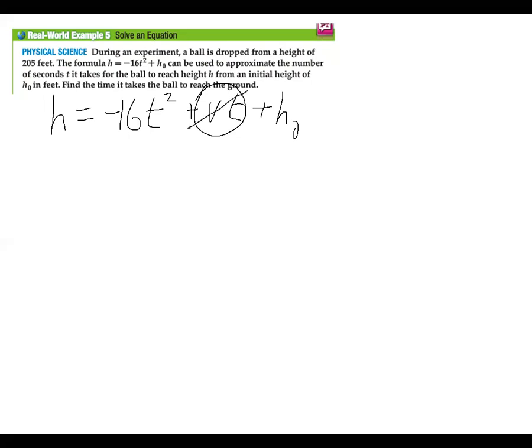So that's why this term isn't here, because if you multiply t times 0, no matter what t is, you're still going to get 0. So that's why it's just negative 16t squared plus h naught, because the initial speed of the object is 0, because all they're doing is just holding it out and letting it go, because they just dropped it. They didn't throw it down or throw it up first.